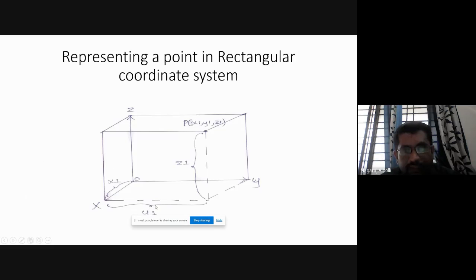Note that these coordinates, if I am moving in the positive x direction, then the magnitude of x will be positive.